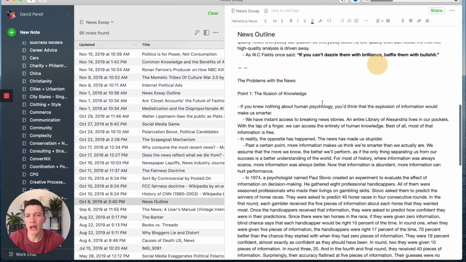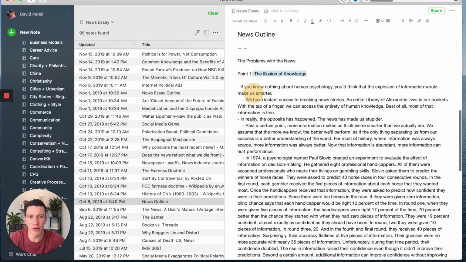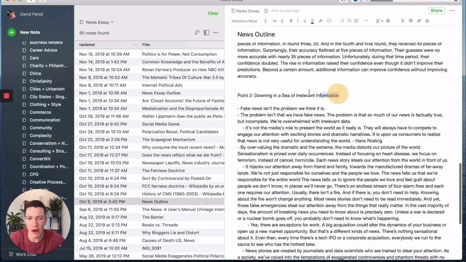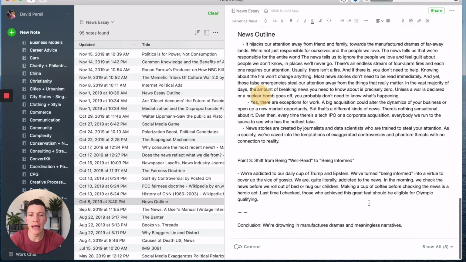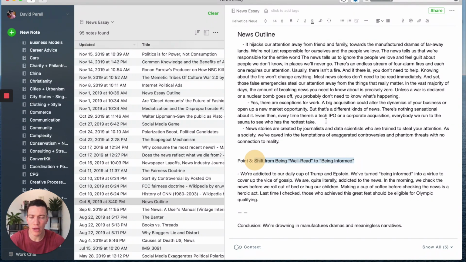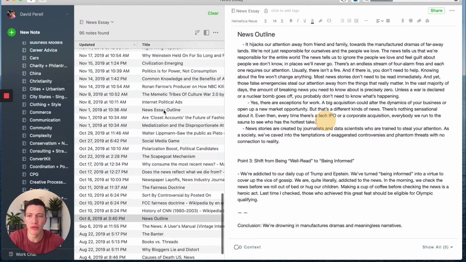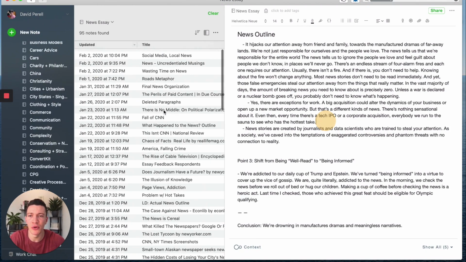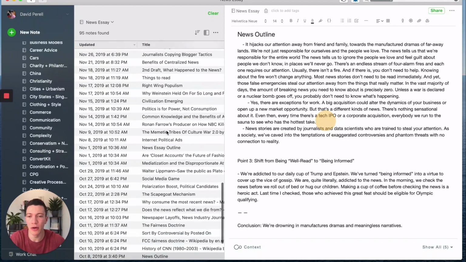You'll see the illusion of knowledge that ends up making it the entire way through. Then things like drowning in a sea of information, I ended up deconstructing that. And then this idea from being well-read to well-informed, that is an idea that shines through the entire essay. And you'll see the actual cadence at which I begin to save notes really begins to increase in October.